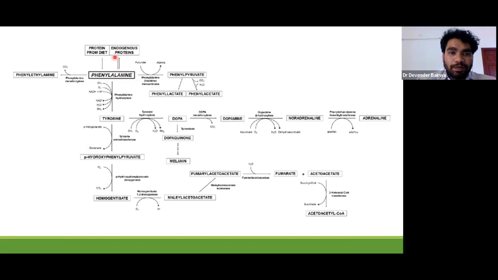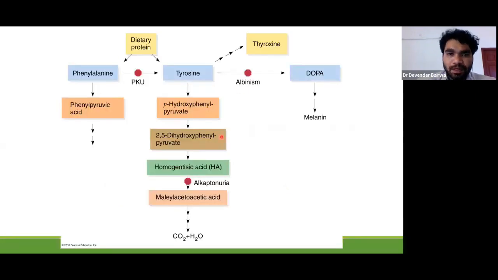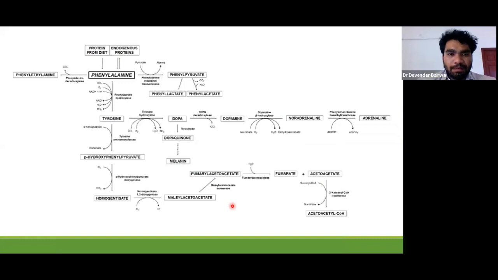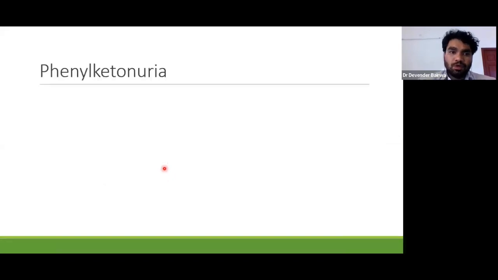So phenylalanine, when you take protein from diet or endogenous proteins are broken down, then phenylalanine is there. It can be converted to tyrosine with the help of phenylalanine hydroxylase. Then this tyrosine goes to the pathway forming dopa, dopamine, noradrenaline. Dopa forms dopaquinone with the help of tyrosinase, and then melanin is formed. The other handling of tyrosine is toward para-hydroxyphenylpyruvate, homogentisate, then maleylacetoacetate, fumarylacetoacetate, fumarate, and acetoacetate. It is difficult to remember these. You can stick to this figure, understand the basic concept, and then remember the defects which are associated with the diseases. So coming to phenylketonuria.